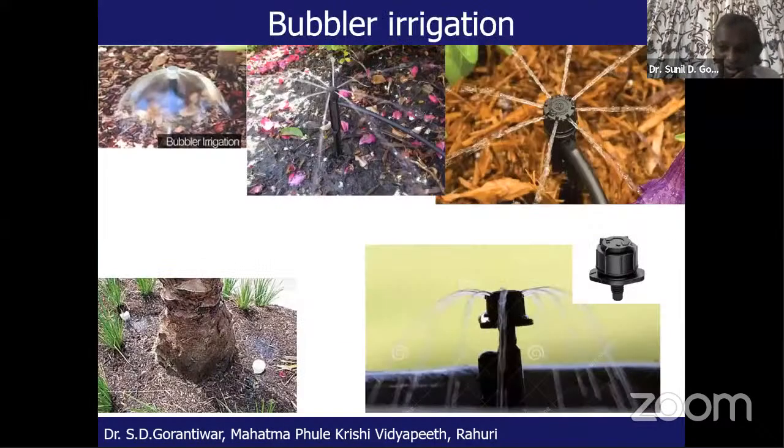Then bubbler irrigation, which is not much practiced. Basically, bubbler irrigation brings water with the help of a tap to each tree, and there is one basin around the tree, and water is stored in the basin. So this is the bubbler irrigation.